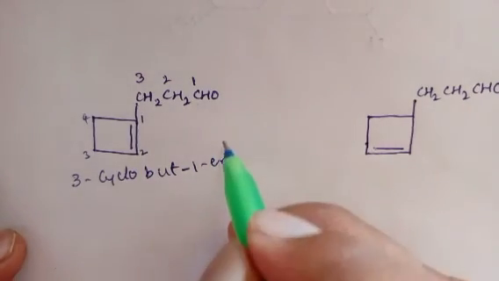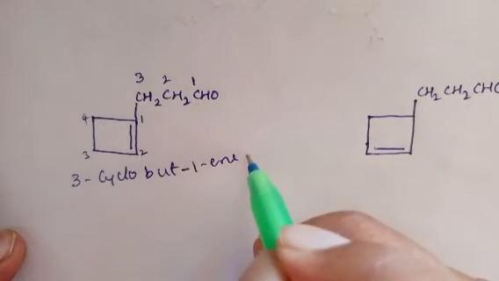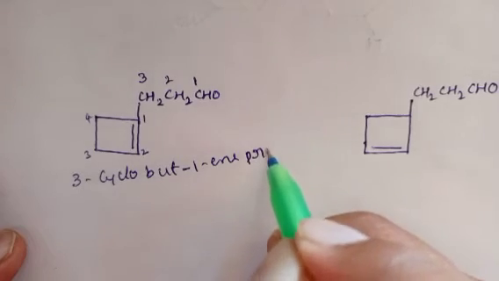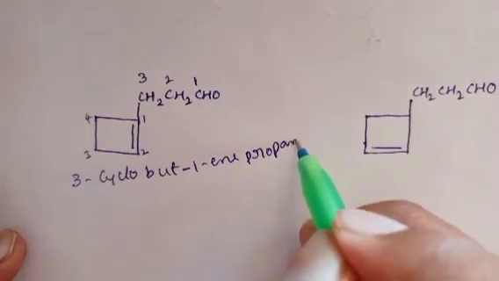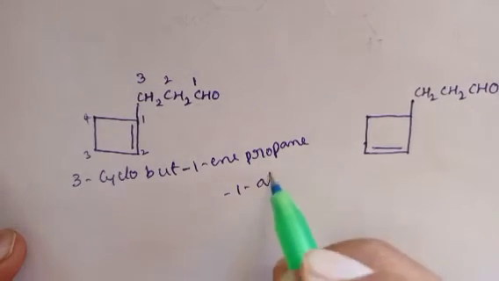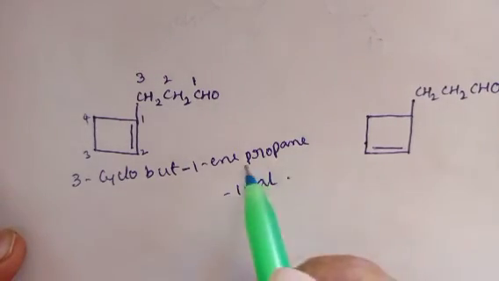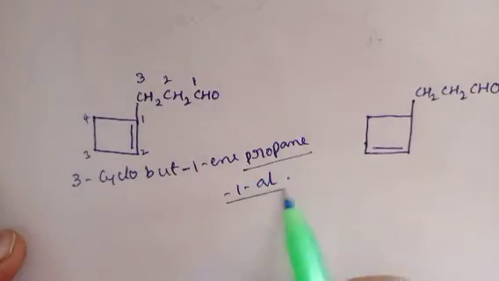Next, number of carbons 3. 3 means prop. Bond type: only single bond. So prop-1-ol, or simply we can write propanol. For this part, writing propanol is also correct.